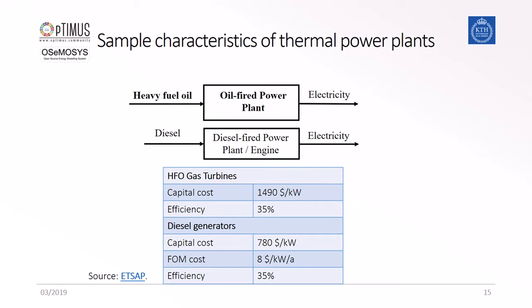Here you can see an oil-fired power plant which is using heavy fuel oil, and the capital cost for that one is $1,490 per kilowatt. If you instead have a diesel-fired power plant that consumes diesel, and it's a diesel generator, you can see the capital cost is $780 per kilowatt. The efficiency is the same between both, 35%.